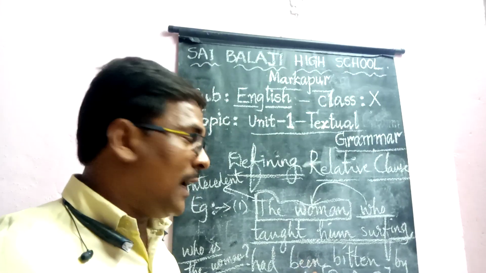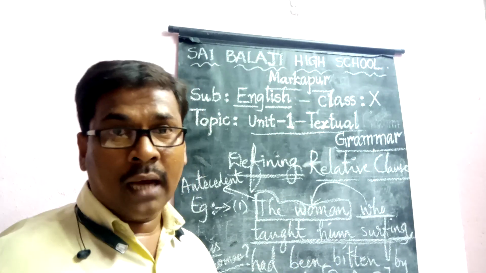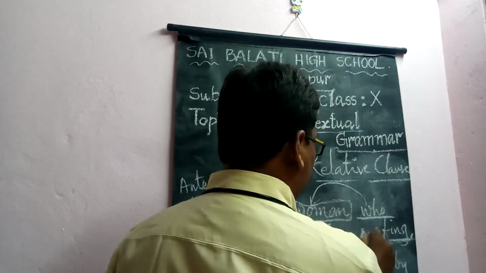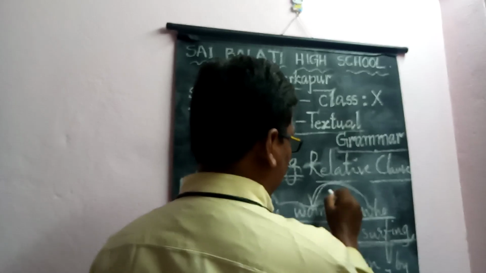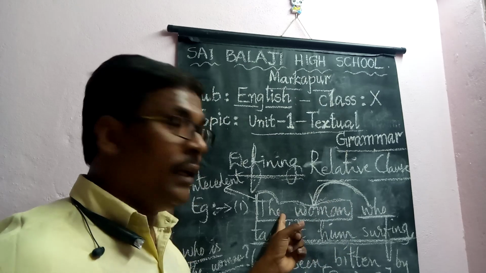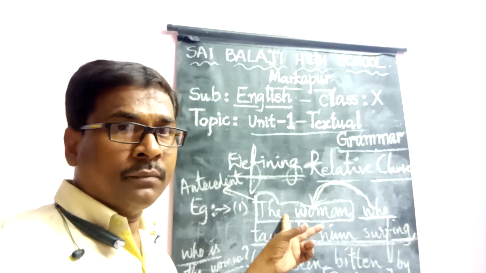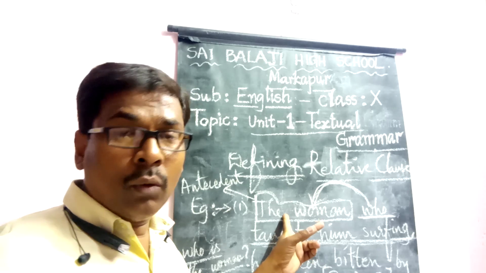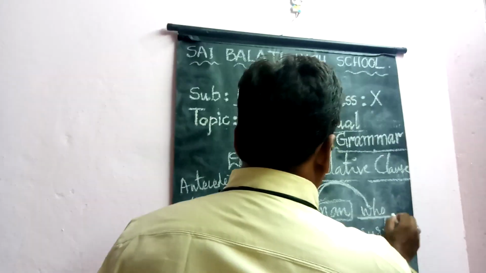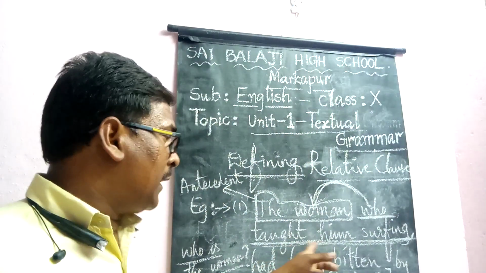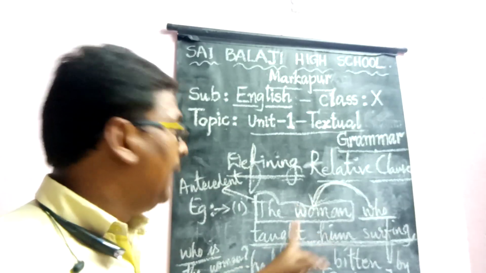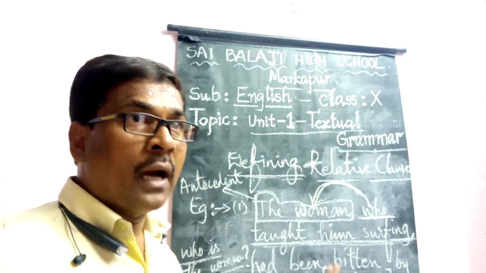Then we have to say that this is a defining relative clause sentence. Okay. So here the relative clause part defines the antecedent. That means the relative clause part is telling something about the antecedent. That means defining, which in Telugu we call vivarinchadam, తెలియజేయడం. Okay. So here, who taught him surfing? This is the relative clause part. This part defines the woman, so that's why it is a defining relative clause part.